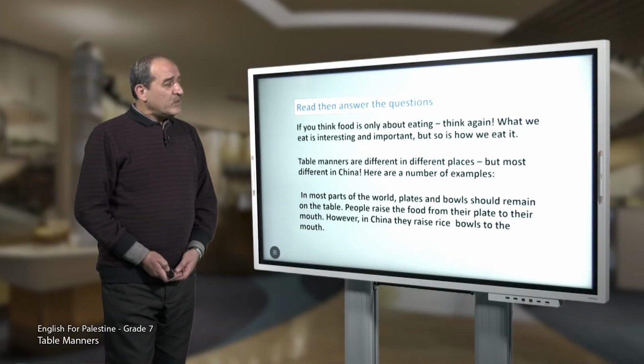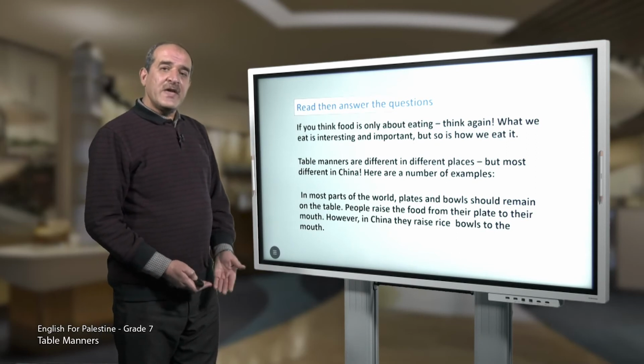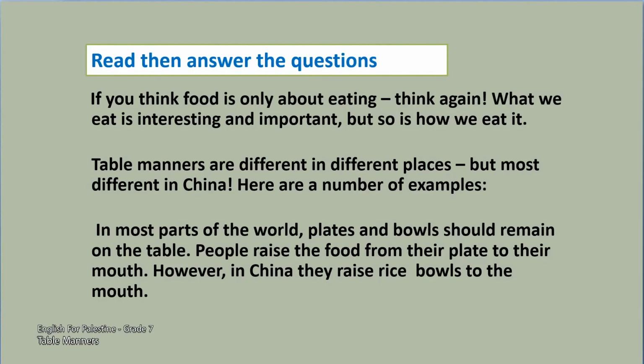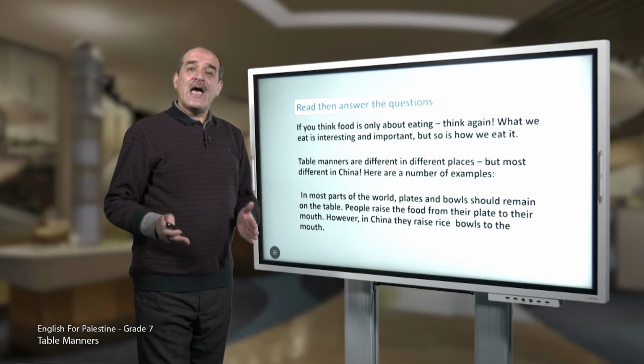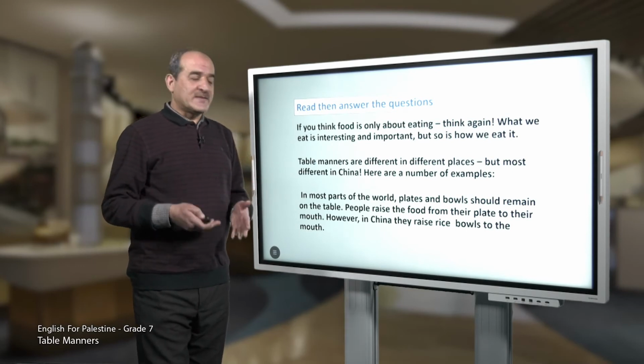The last activity, we have here a paragraph. Could you please read this paragraph with me, and then we will answer some questions. Paragraph 1. If you think food is only about eating, think again. What we eat is interesting and important, but so is how we eat it. Table manners are different in different places, but most different in China. Here are a number of examples. So, in China, people have their customs and table manners that differ from our customs.